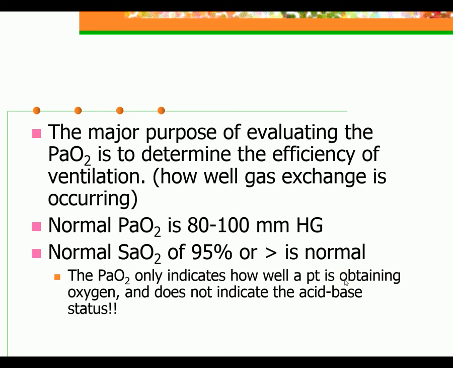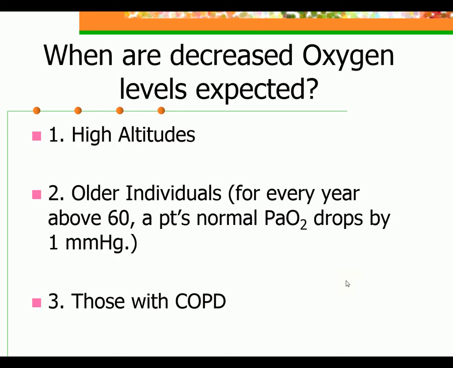SaO2, or your O2 sat, is 95% or better is normal. Remember, the O2 only indicates how well they're obtaining oxygen, not the acid-base status. Okay? You do need to remember that. So, your lab book in Chapter 6 does an excellent job of explaining the difference in the PaO2s and the SaO2s. If you don't understand this concept, I would suggest you read Chapter 6 in your lab book.